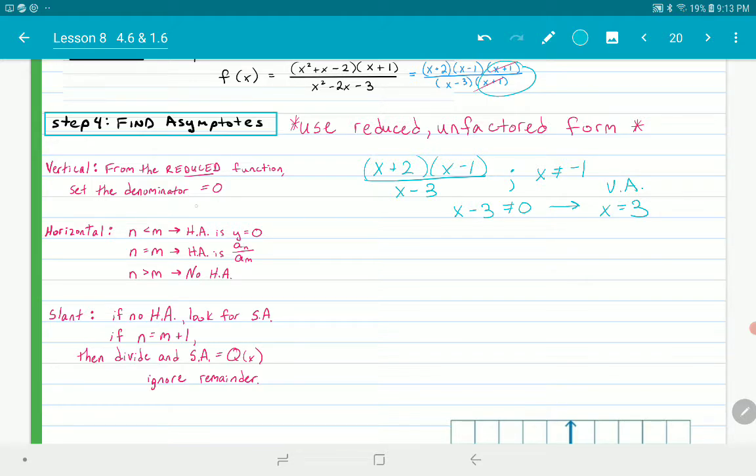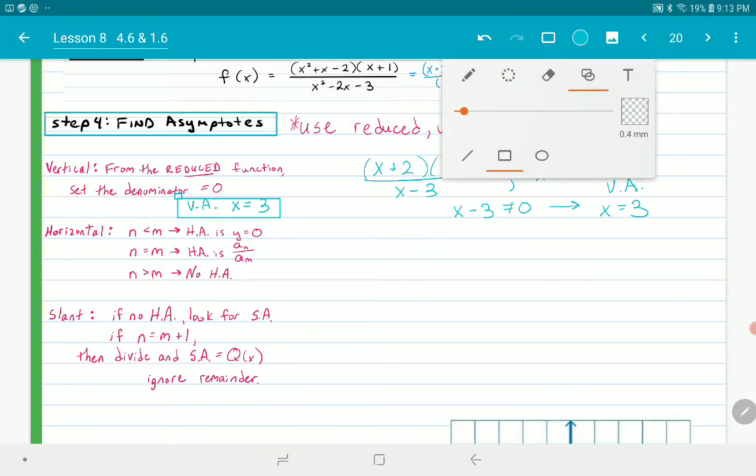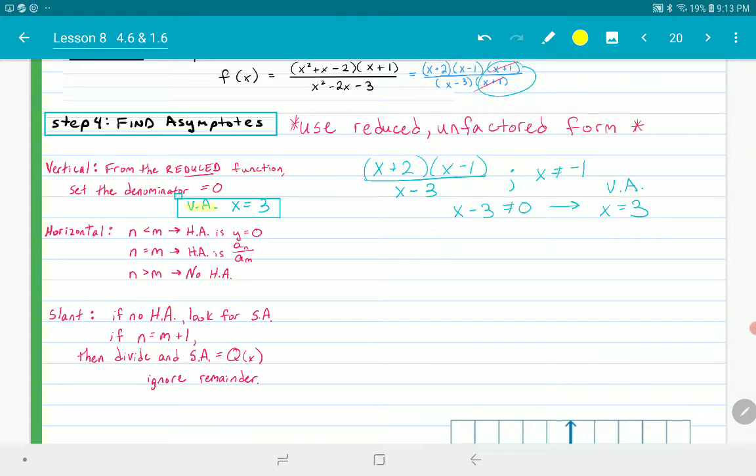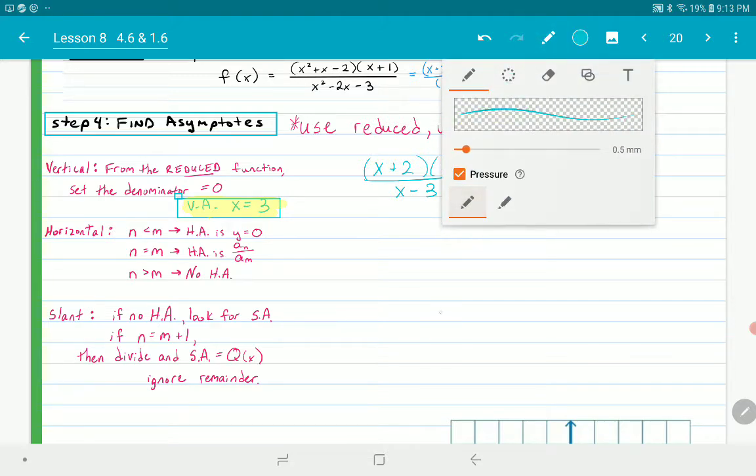So I'm going to write that over here. Vertical asymptote at x equals 3. Then I know I can put an asymptote at that line. That's important information, so I'm going to highlight that and save that so that when I go to graph, I have that information gathered and I can throw that on my graph. All right, going on to the horizontal asymptote.